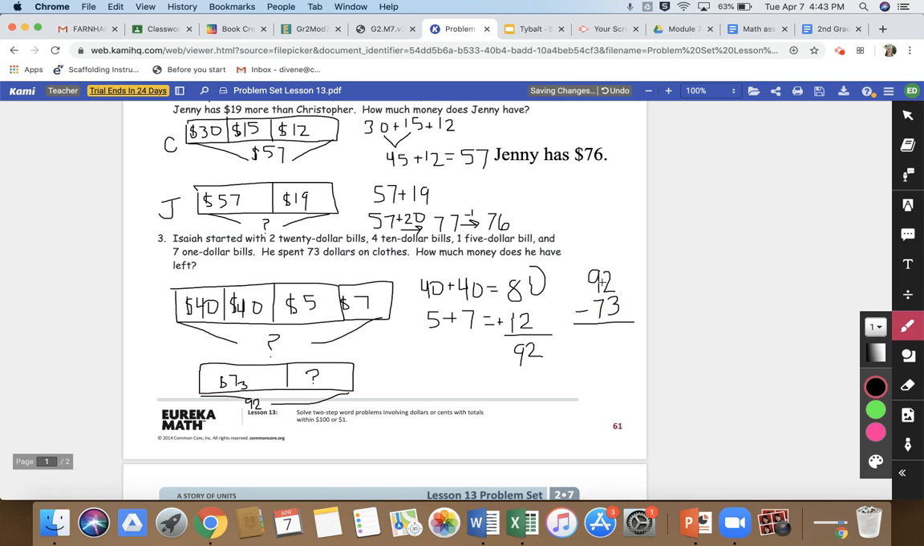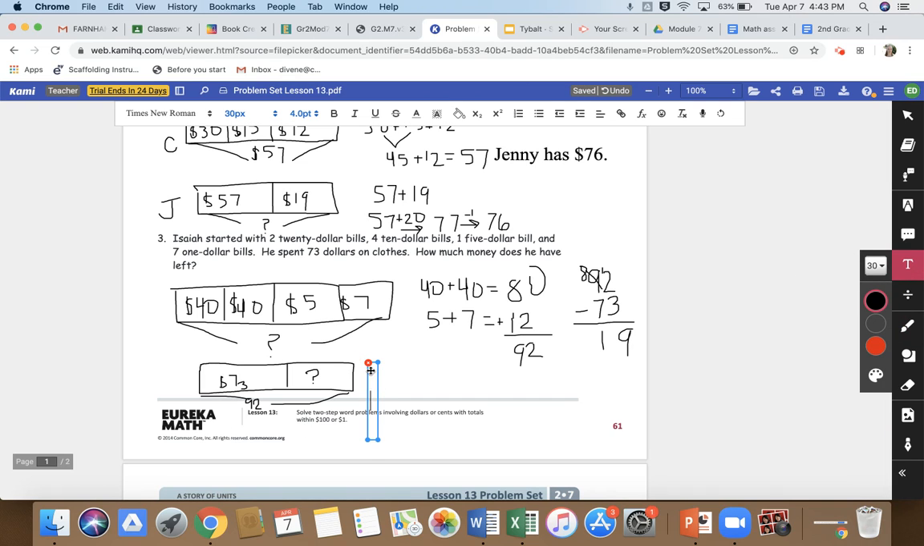So I cannot take 3 ones from 2 ones. So I'm going to cross out my 9 tens, make that 8 tens, give a 10 over here to my 2 ones. So now I've got 12 minus 3 gives me 9, and 8 minus 7 gives me 1. So our answer here is going to be that Isaiah has, or had, $19 left.